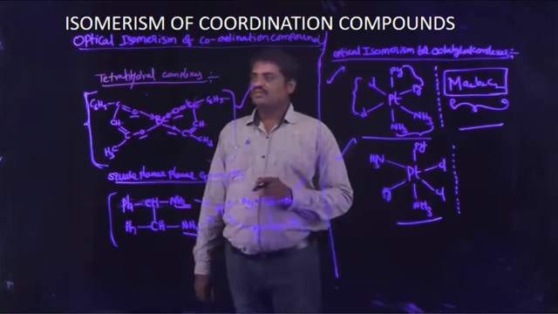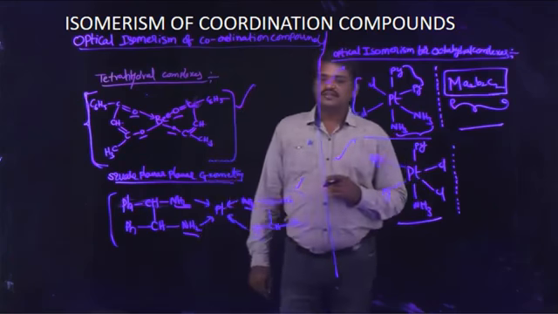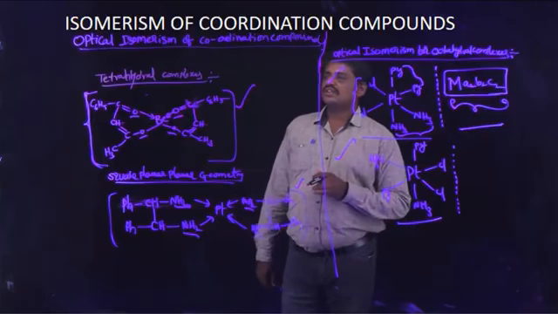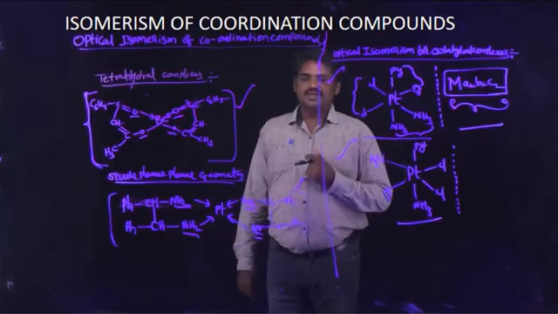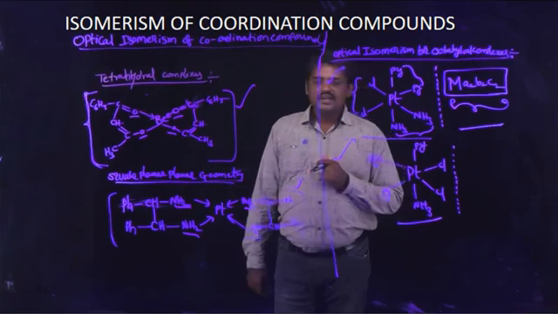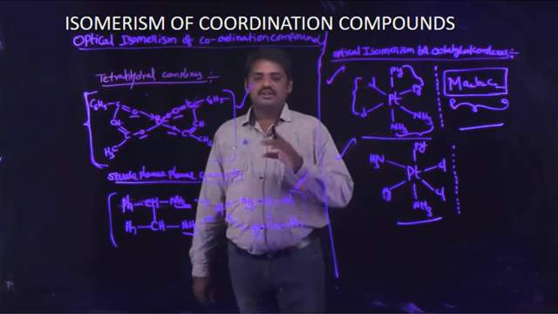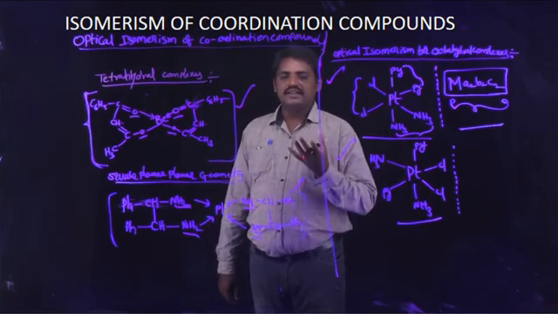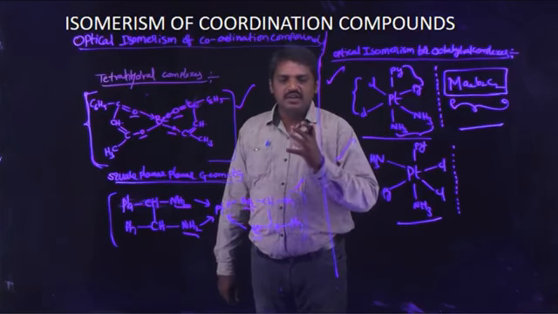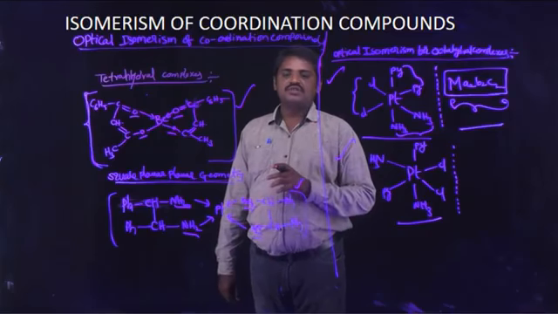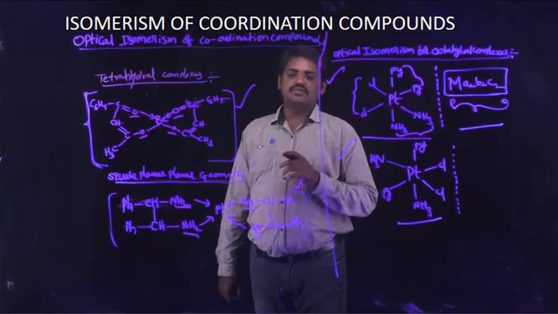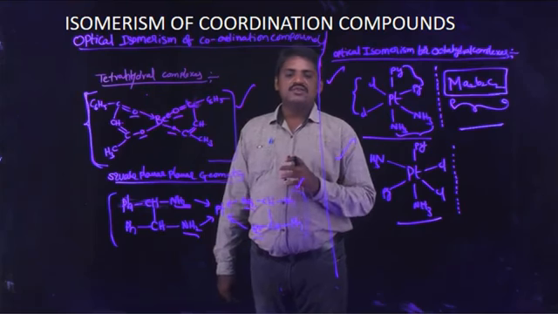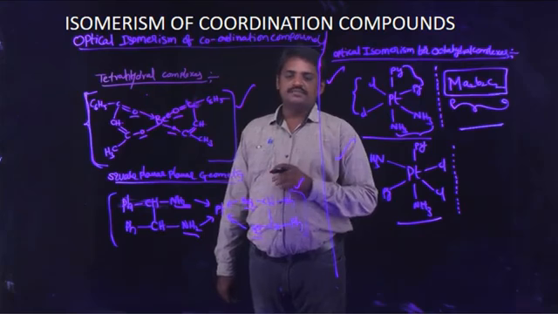Okay, now once again recall these points. So first, what is the meaning of optical isomerism? Optical isomerism means the compound, or the coordination compound, or the complex rotates the plane polarized light. That compound is known as an optically active compound. That process is known as optical isomerism.